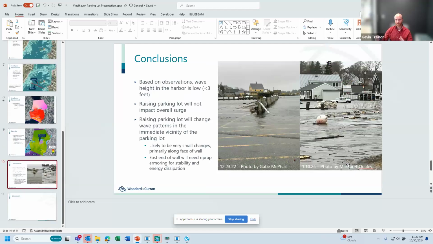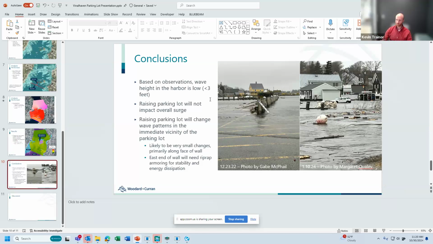And so using those results in combination with some observations, at least the photos that have been shared with us of the recent storms in December of 2022 and January of 2024, the wave height in the harbor is really quite low, and generally less than 3 feet. So that corroborates what we used as a test wave height. And raising the parking lot is not going to impact the magnitude of the storm and the level of surge that the harbor is experiencing.